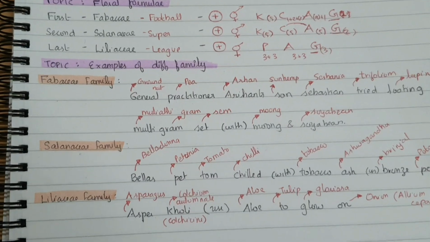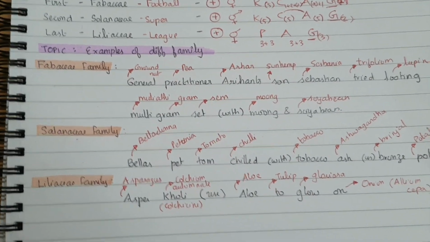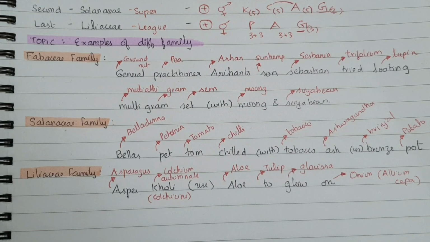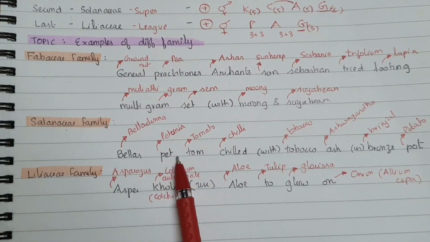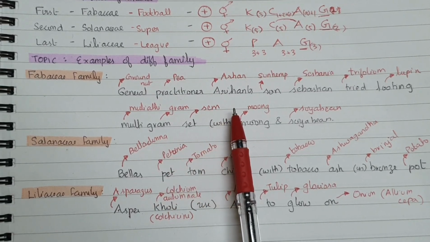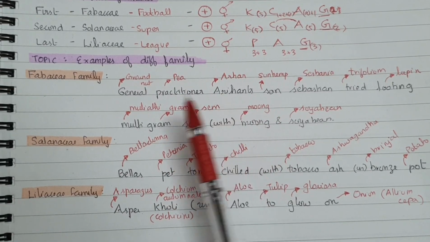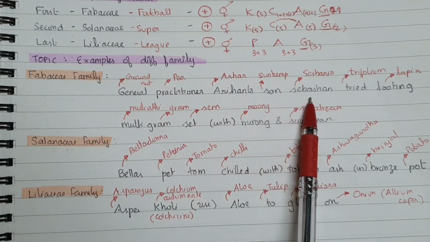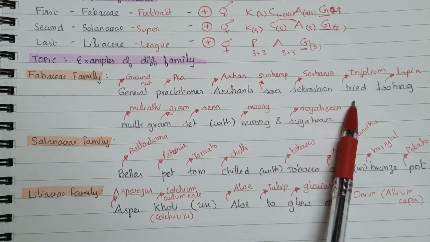Next topic is examples of different families. This will be really difficult for most of the students, to learn the examples of different families. So here we have the trick. General practitioner, Arihant's son, Sebastian. So this Arihant is a general practitioner, and Arihant's son's name is Sebastian.